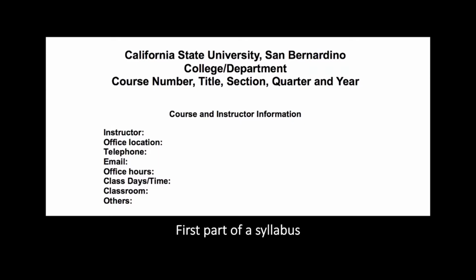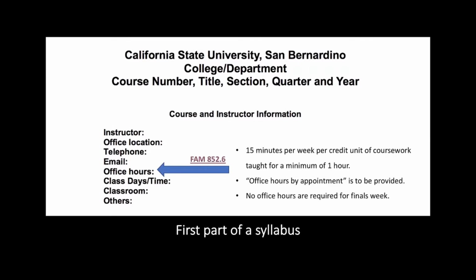And we will go over how to make things accessible as well in a little bit. Here is information about how to add instructors' information, classroom days, and such. The main focus right now I want to do is office hours. Our university does have key requirements on what office hours look like for faculty, and that's per the FAM 852.6. We will take a look at FAM in a little bit, but what it says basically is that 15 minutes per week per credit unit of coursework taught for a minimum of 1 hour, as well as having office hours by appointment listed, though you're not required to have office hours during finals week.